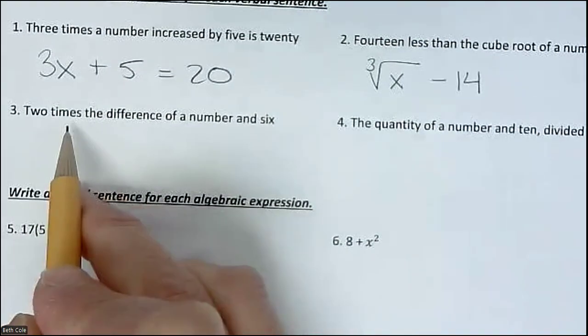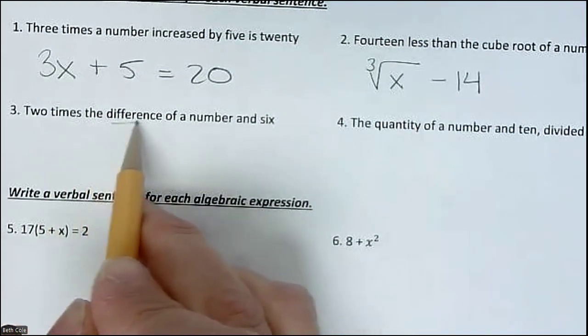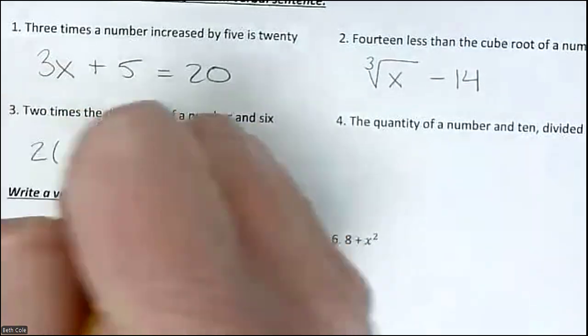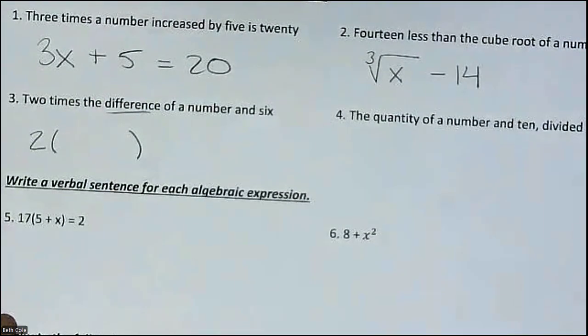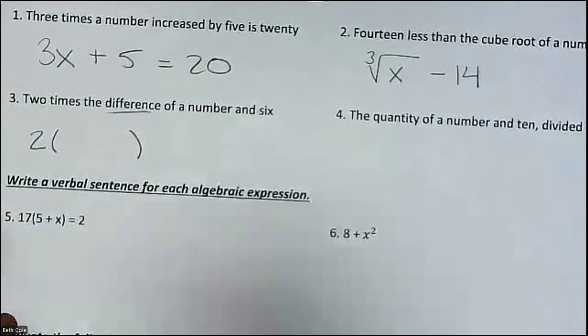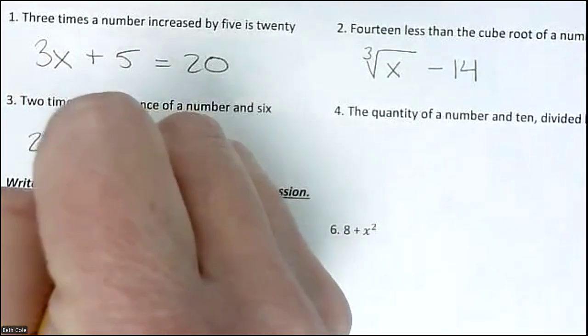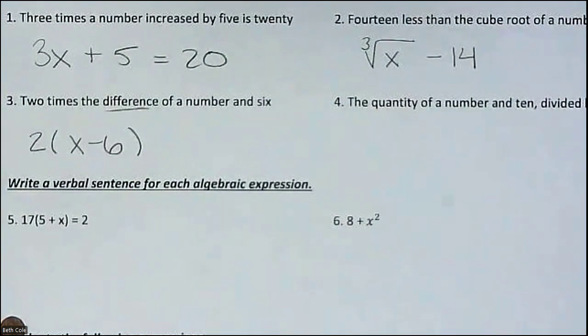2 times, or that's multiplication, the difference of a number. That means you're going to need parentheses. What does difference mean? Subtraction. Perfect. Subtract. So 2 times the difference of a number and 6. So you're going to have x minus 6.